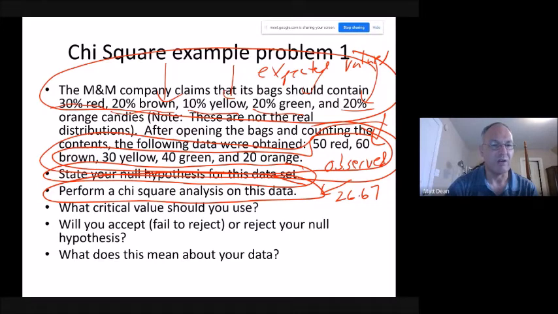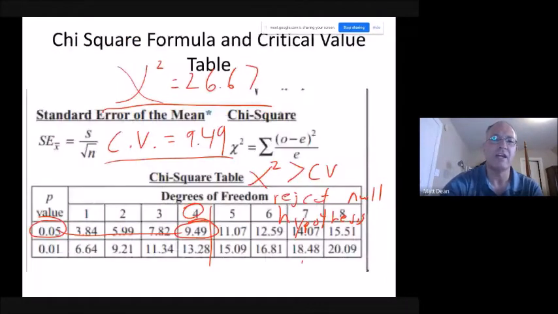Something's different here. If on the other hand, let's say our chi-square value instead of 26.67, let's say it was 6.67.